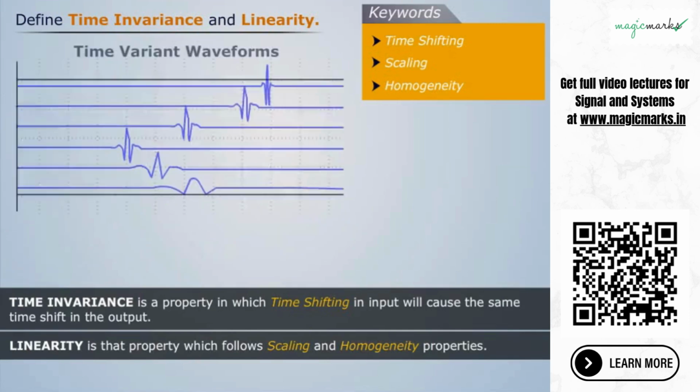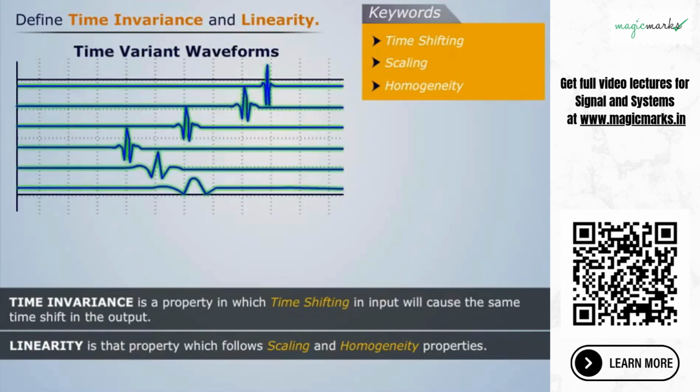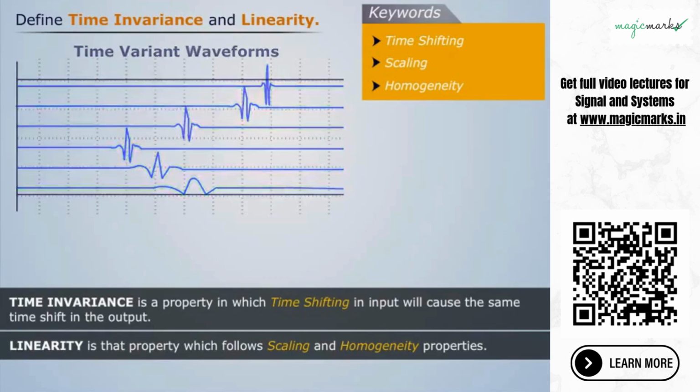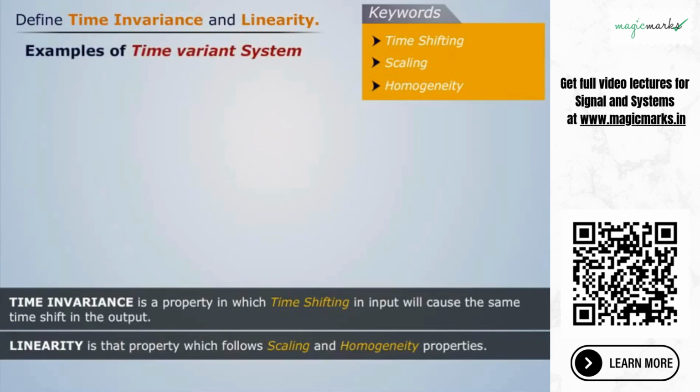Now we'll discuss time variance, which is the opposite of time invariance. That is, input-output characteristics vary with time. Here are various examples of time-variant systems.